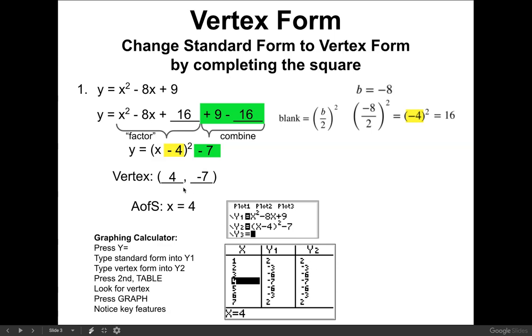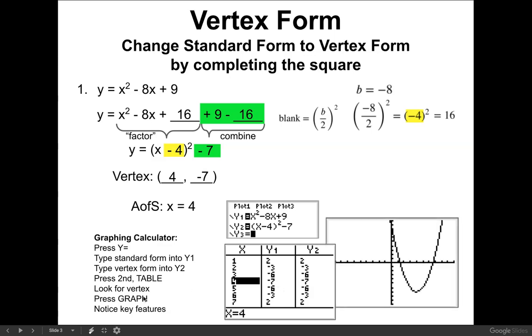Also, look for the vertex. We say our vertex is 4, -7. So notice in our table, we see 4, -7. And we know this is the vertex because the repetition on either side of the vertex, we see the -6, -3, 2, and again, -6, -3, 2. That repetition will make that U shape.